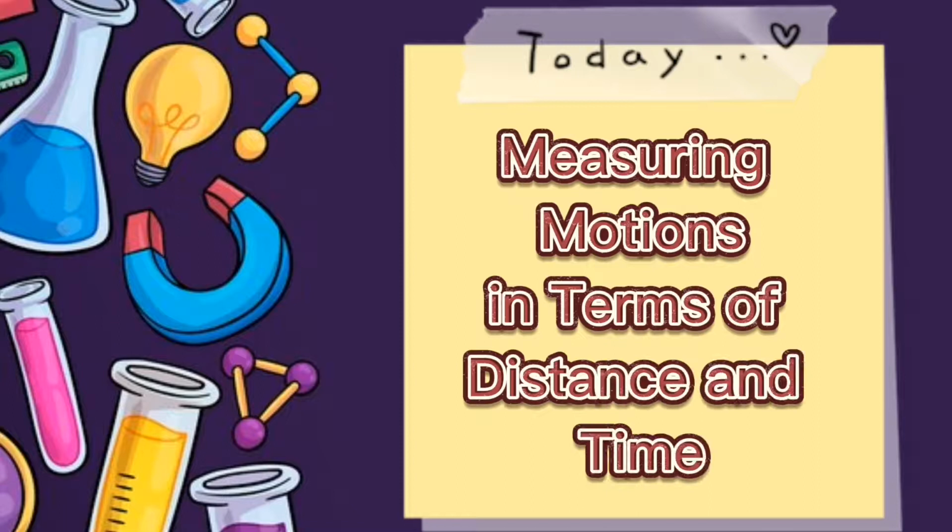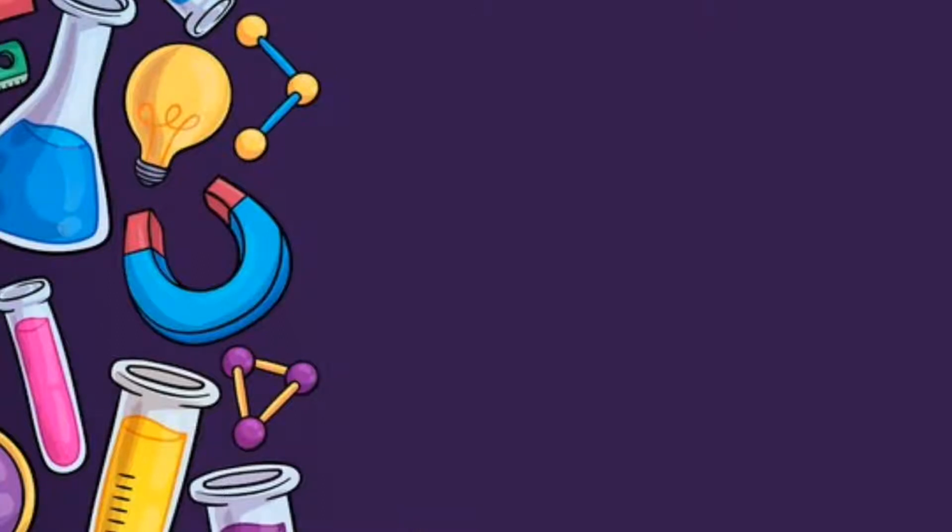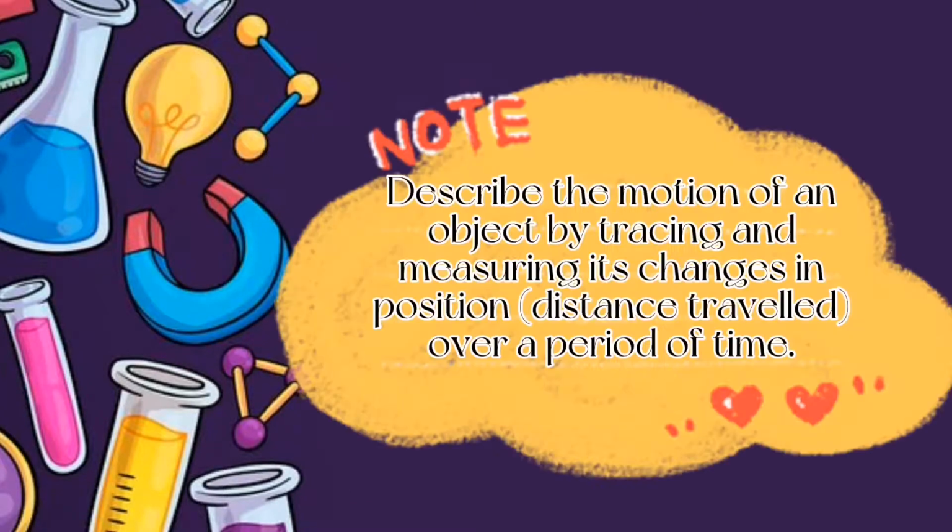Today, you will learn about measuring motion in terms of distance and time. At the end of this video lesson, grade 5 learners are expected to describe the motion of an object by tracing and measuring its change in position over a period of time.